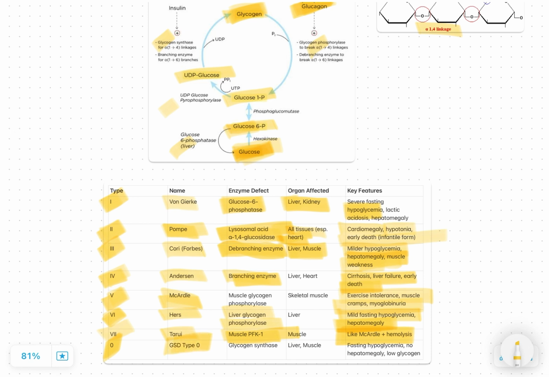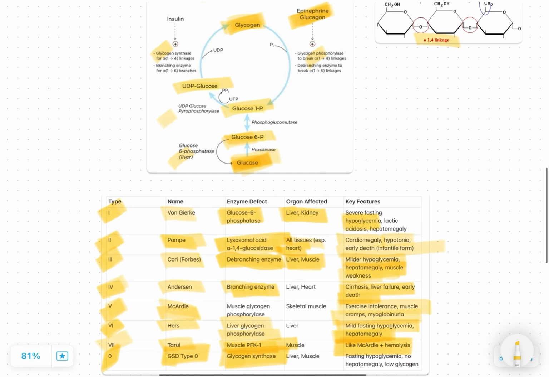GSD type 0 is glycogen synthase deficiency. Here the affected organs are liver and muscle. There will be fasting hypoglycemia, no hepatomegaly and low glycogen. So we can see that severe fasting hypoglycemia is seen in Gierke disease and GSD type 0.